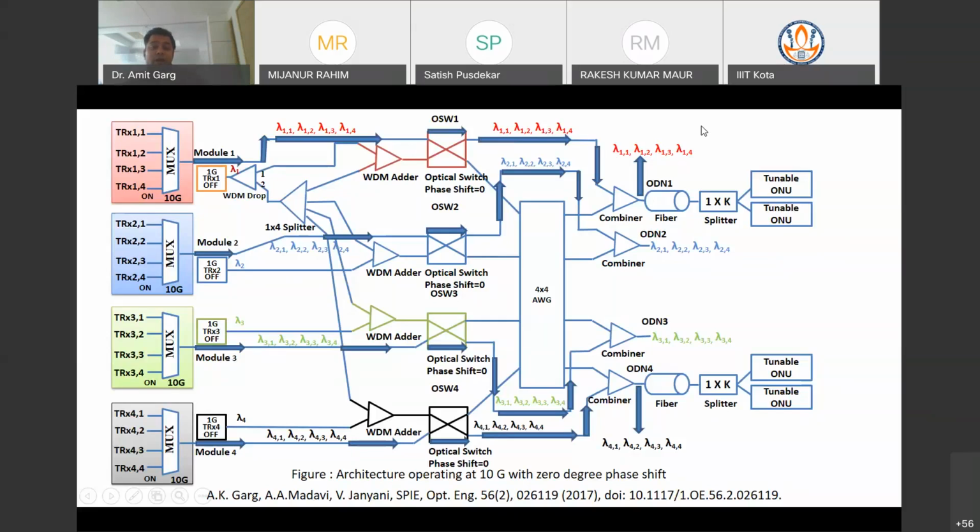So we can dynamically change this wavelength allocation from all the optical distribution networks to only one optical distribution network. And there is one more additional benefit: if the wavelengths are passing through this 4x4 AWG, then there are also some losses of this AWG, but in this case it is directly connected, so the loss problem is not there.